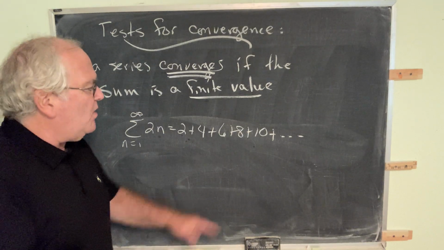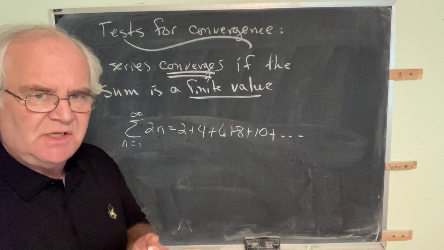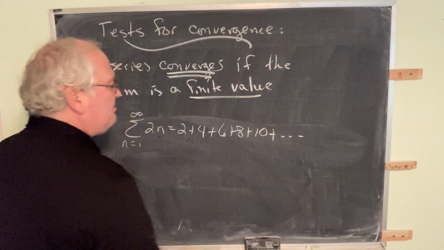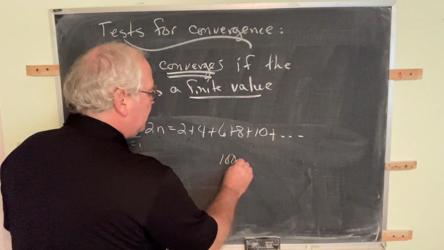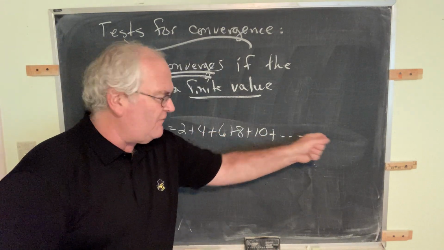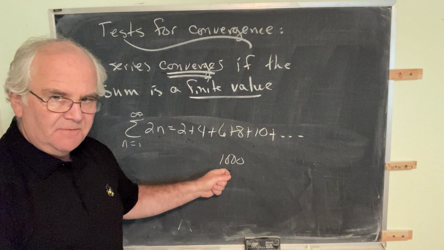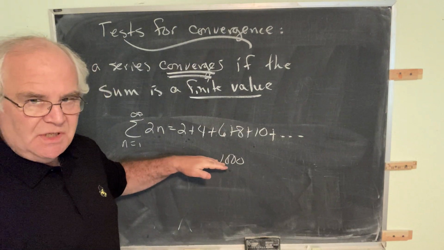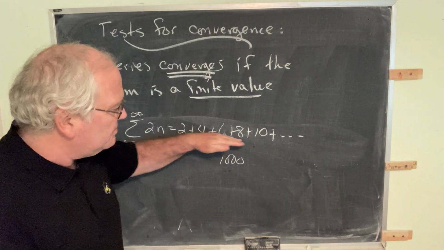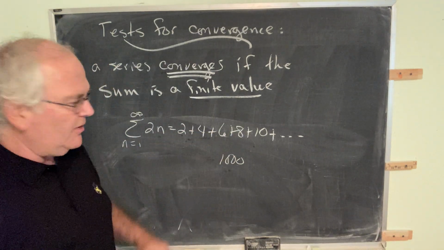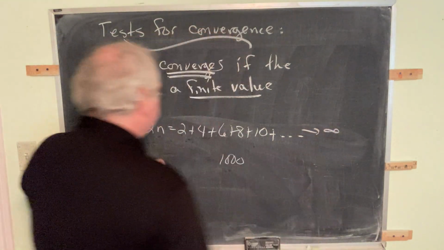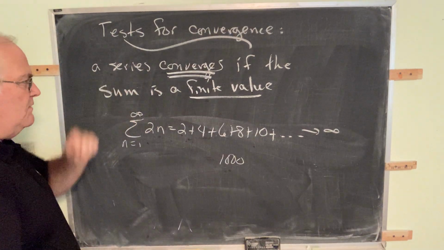For example, suppose someone says this actually does converge, and you pick any finite value you would care to pick. Suppose someone says, I believe this actually adds up to 1,000. Well, we know that's not correct, because eventually all of these numbers get larger than 1,000. So no matter what finite number you would suggest that the sum equals, eventually the terms of this series get larger than that number, and so the sum exceeds that. This sum goes off to infinity, and so this does not meet the condition for convergence.